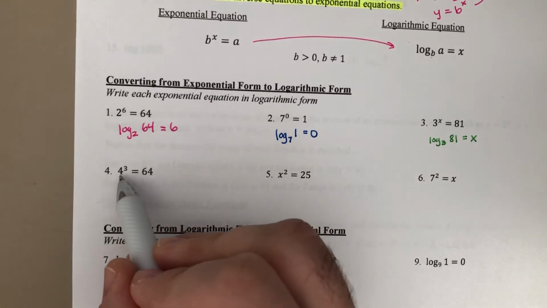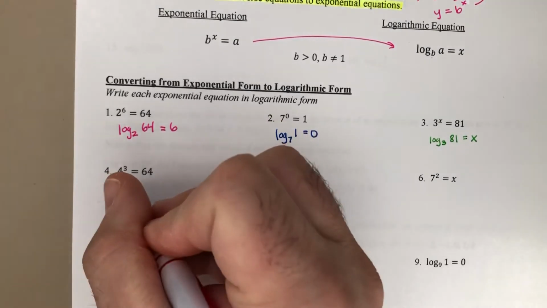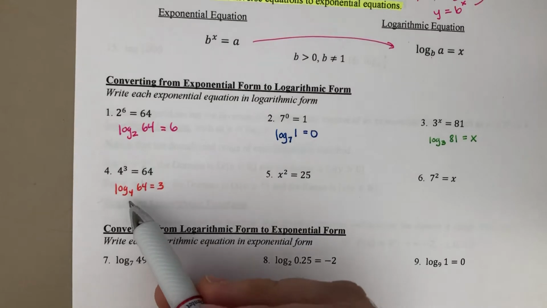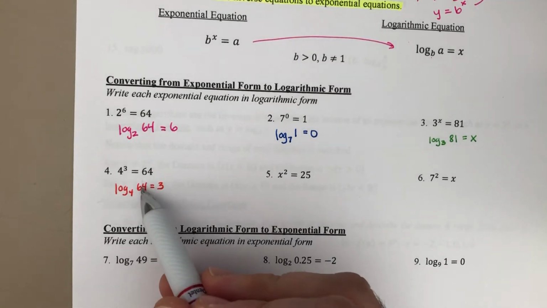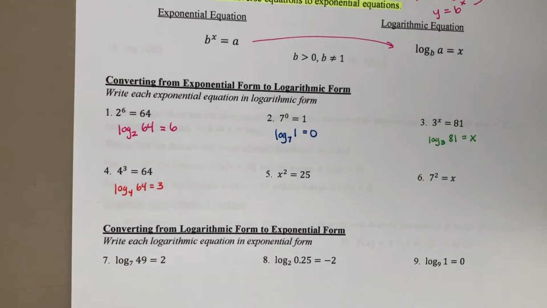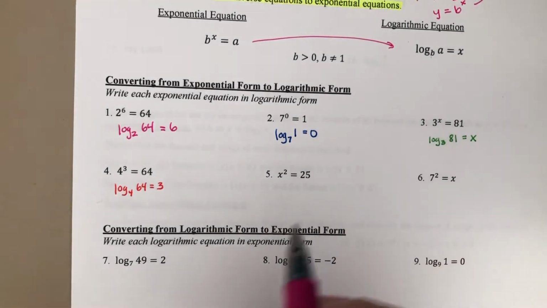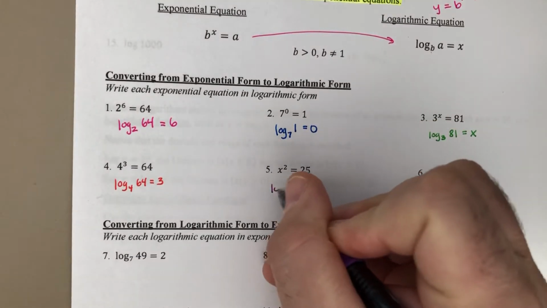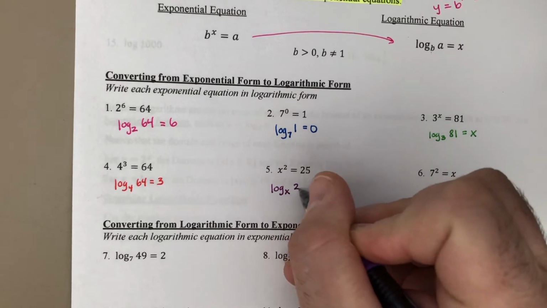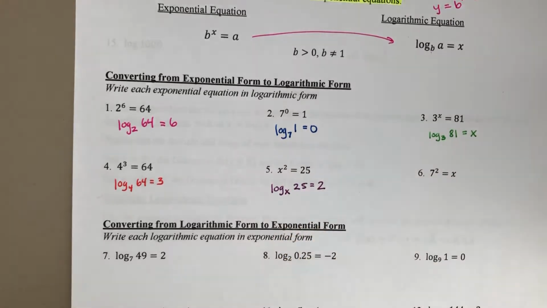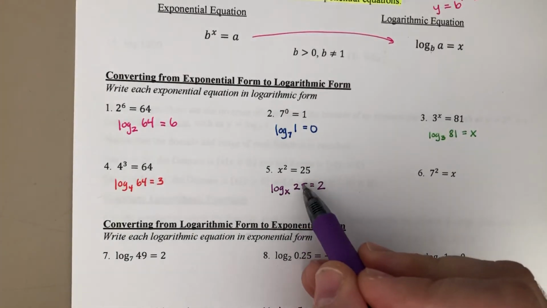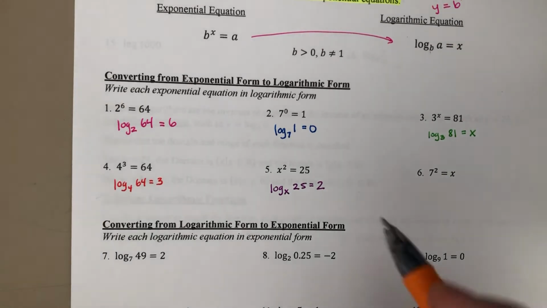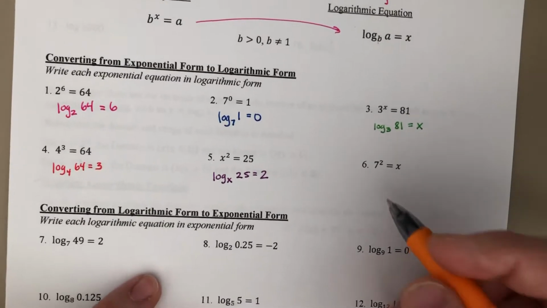Okay, 4 to the third is 64. So we would say log base 4 of 64 is equal to 3. Again, we're saying 4 to what power is 64? That would be to the power of 3. Okay. If we see number 5 here, x squared equals 25, so we would have log base x of 25 equals 2. So x to what power is 25 equals 2 is how that one would look. Again, we're not necessarily solving for x right now, just showing you the conversion.